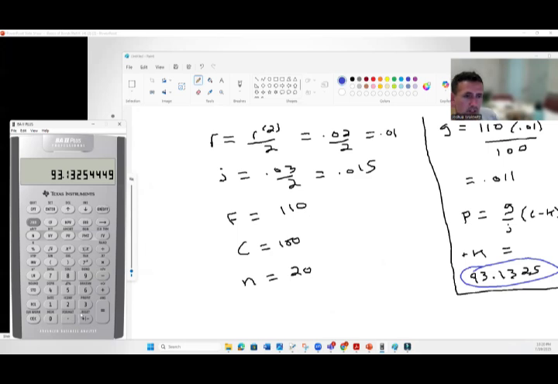Last but not least, take 100 minus this: $6.87.